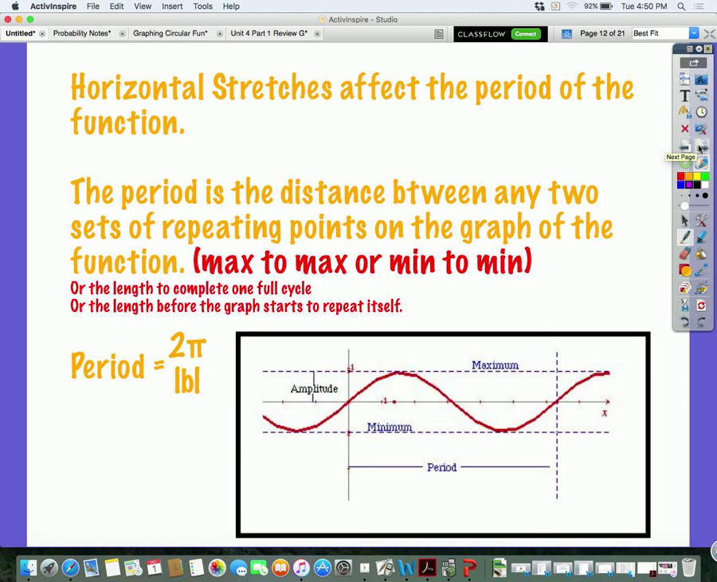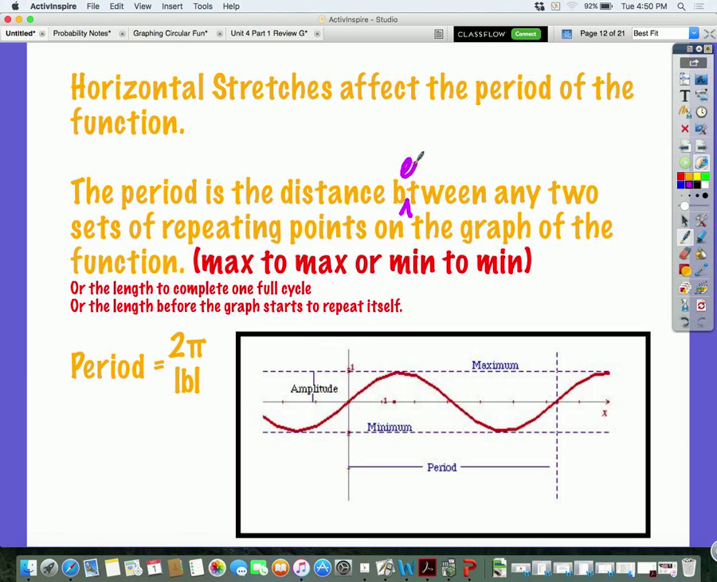Horizontal stretches affect the period of the function. And the period is the distance between any two sets of repeating points on the graph of the function. So you can also look at that as basically from max to max or min to min. That represents the period of the function. So the length of one complete cycle or the length before the graph starts to repeat itself.